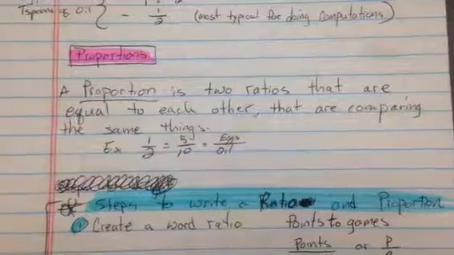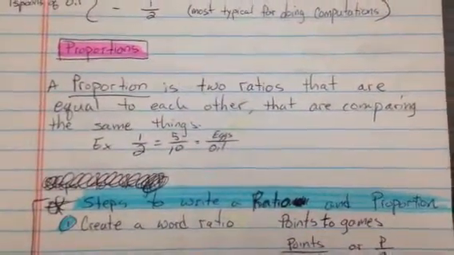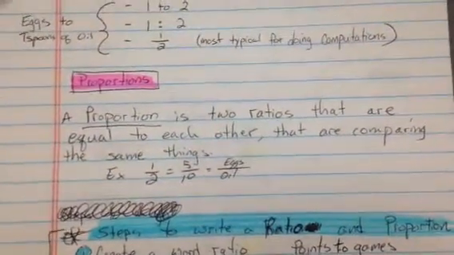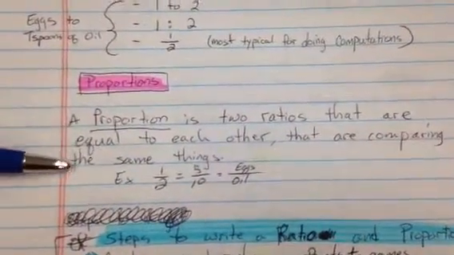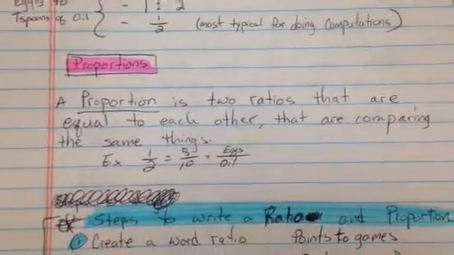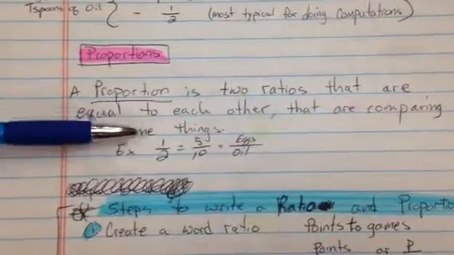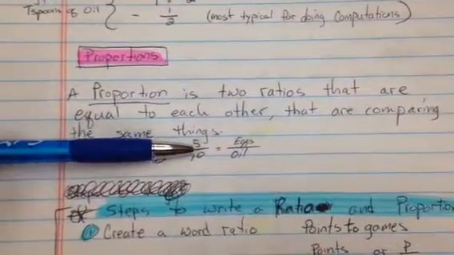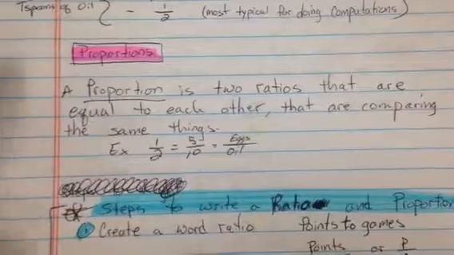A proportion is two ratios that are equal to each other and that are comparing the same things. So if you are comparing eggs to oil, you can't switch to comparing ornaments to Christmas trees. Okay? That doesn't correlate. So here we go. We have an example: 1 egg to 2 teaspoons of oil. If I need 5 eggs, that means I will need 10 teaspoons of oil.